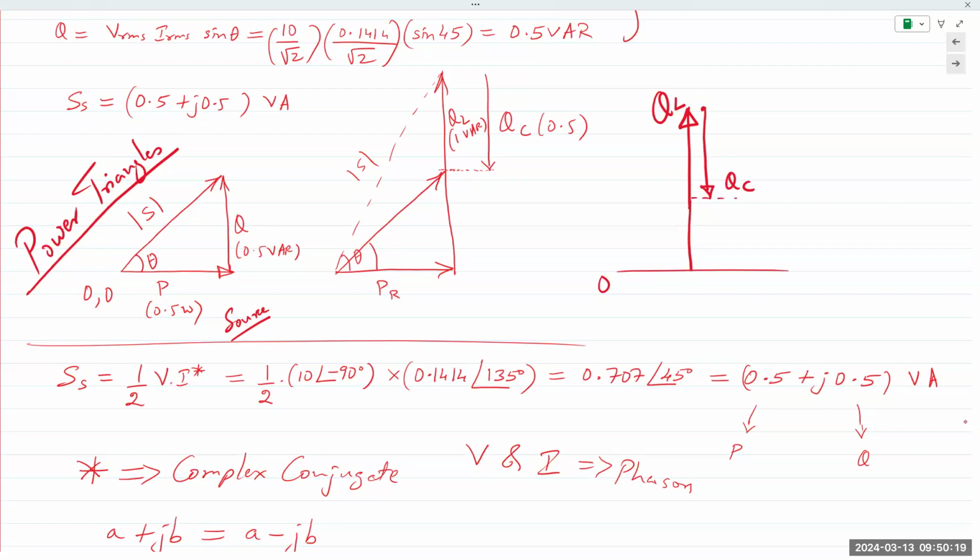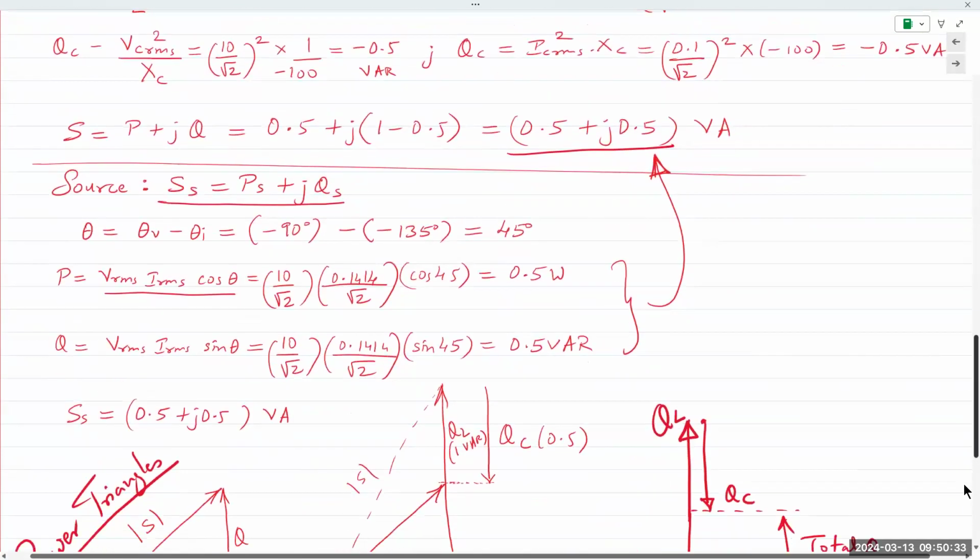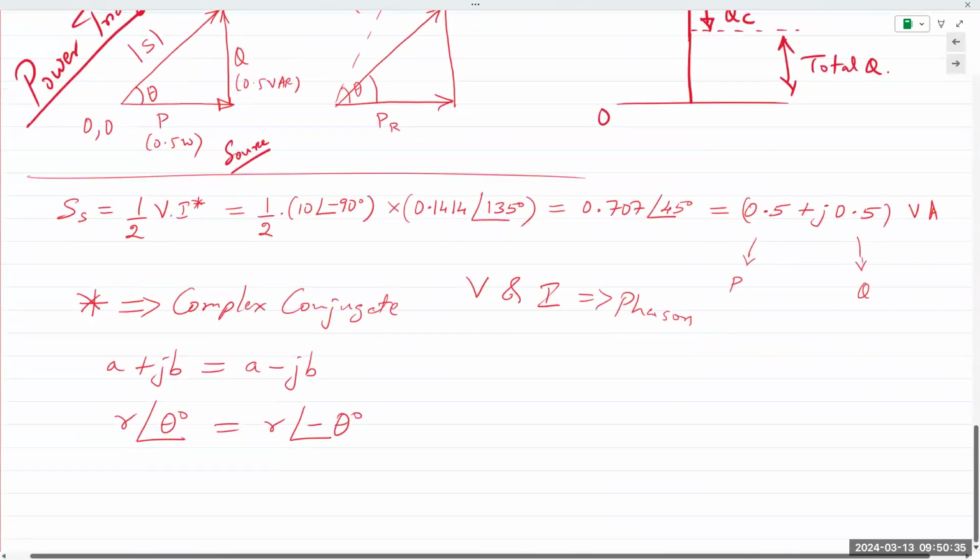So the total power required, total Q, is reduced. So it becomes 1 minus 0.5. Make sense? Yes. That's the back and forth element of the reactive power. Yes. Yep.